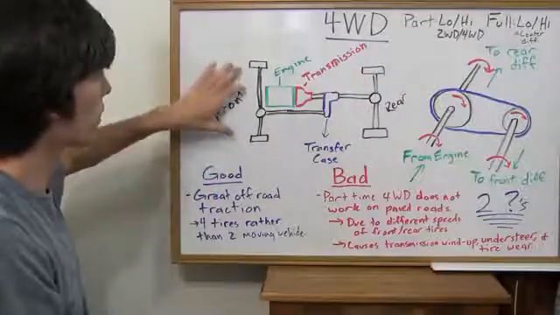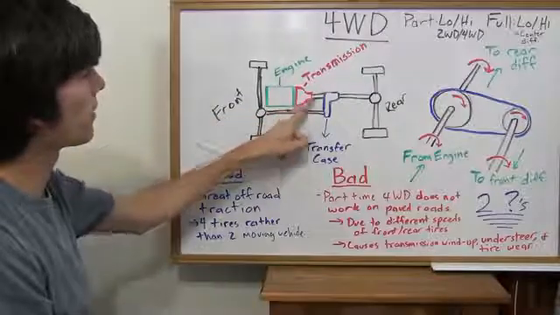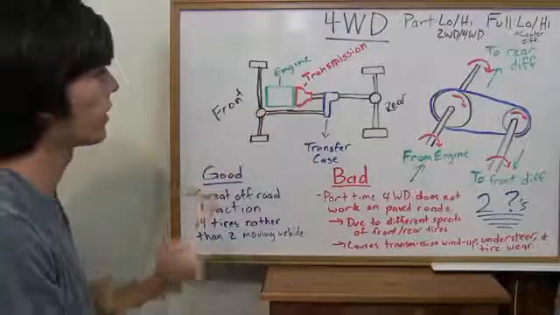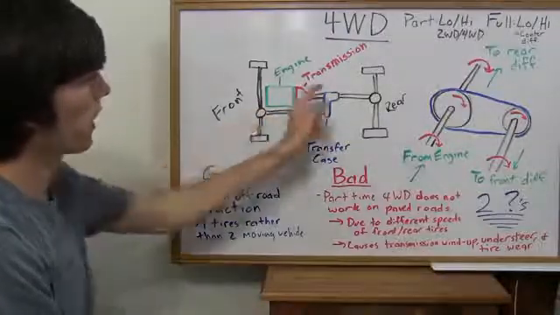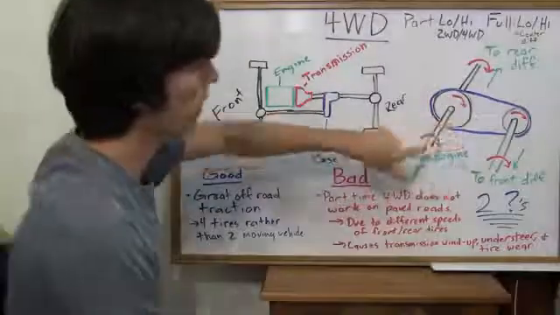So we've got the front of the car here, you've got your engine connected to a transmission, that sends the output shaft to a transfer case. Now this transfer case sends power to both the front and the rear tires. Now how does it do this? Well, look at it right here.